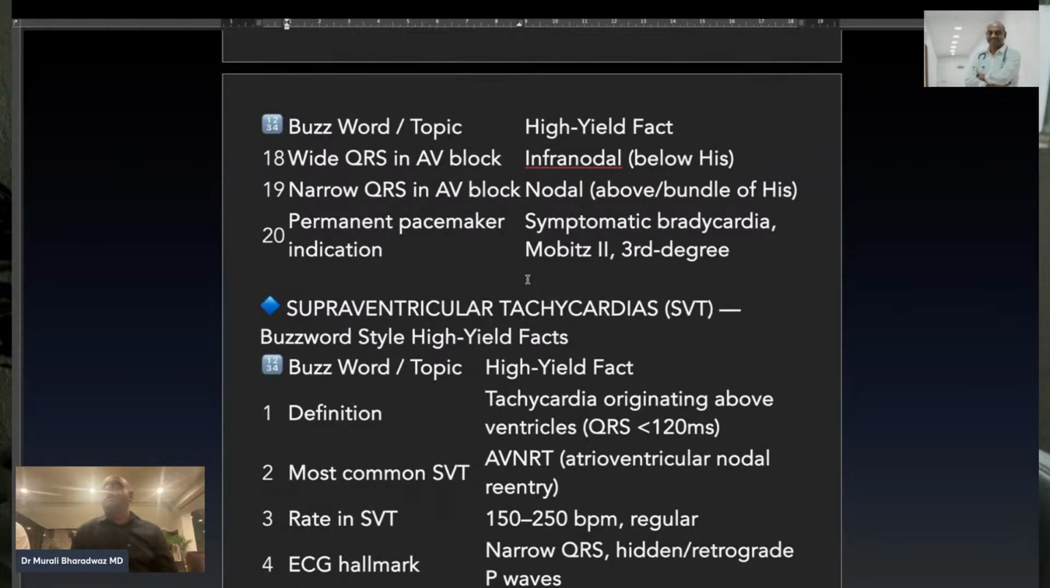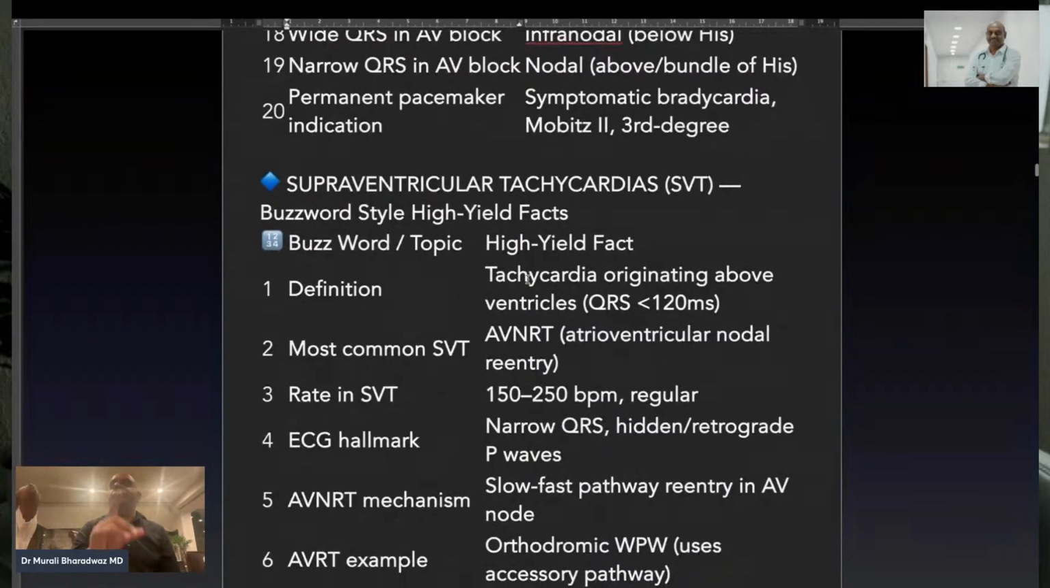Now, wide QRS with AV block means infranodal, below the His bundle. Narrow QRS in AV block is a nodal block, above the bundle. Then the permanent pacemaker indication is Mobitz type 2 and third degree. Clear? It will compulsorily come in the exam.